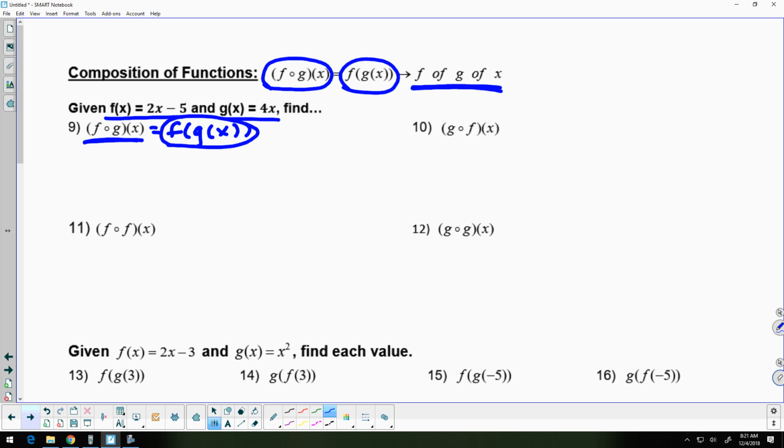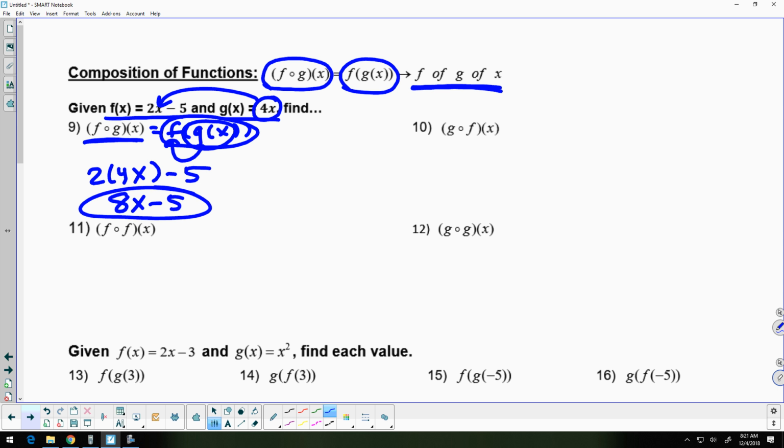Okay, how you do a composition. This says f of g of x, right? That means you're going to take the g of x function and plug it into f of x everywhere you see an x. So I'm going to take all of g of x, which is 4x, and plug it in over here into f of x for that x. When I take out this x and replace it with 4x, I'm going to have 2 times 4x minus 5, and now simplifying, I get 8x minus 5. Just simply multiplying 2 times the 4x, now you're done.